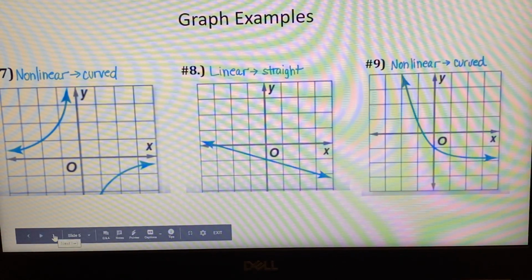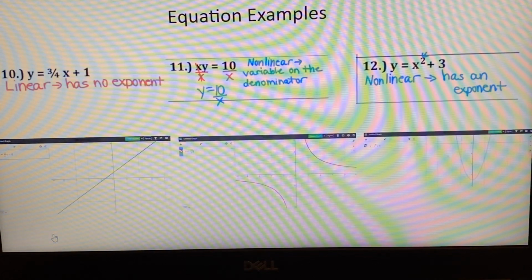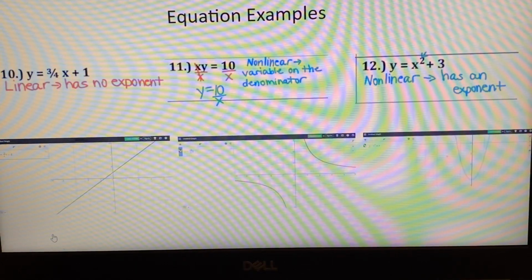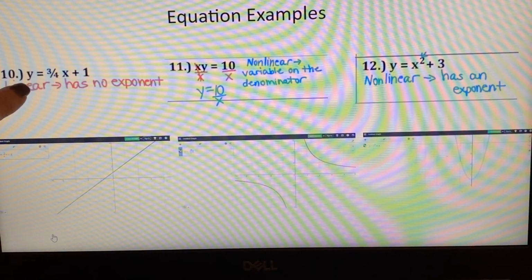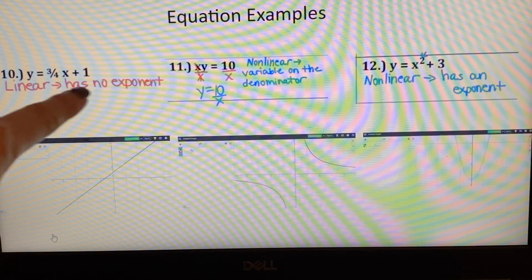Okay. And last but not least, we have equation examples. So what happens if you see an equation? How are you going to be able to determine if that's linear or nonlinear? So we have this first example right here. Y equals 3/4 x plus 1. This is linear. It has no exponent.